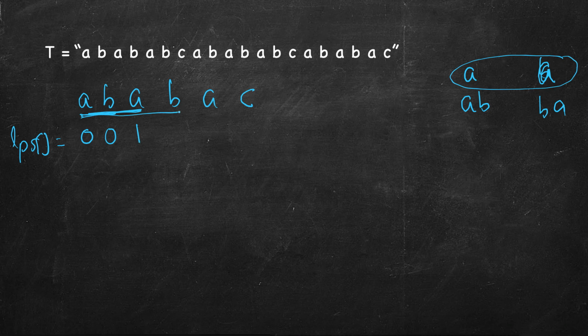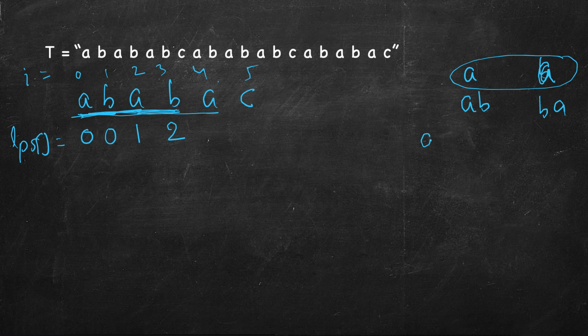If you look at this index, these are I: 0, 1, 2, 3, 4, 5. So this suffix is AB, and this prefix is AB. So it will be 2 for this case. Then if you look at this part, it's ABA, and here it's ABA.